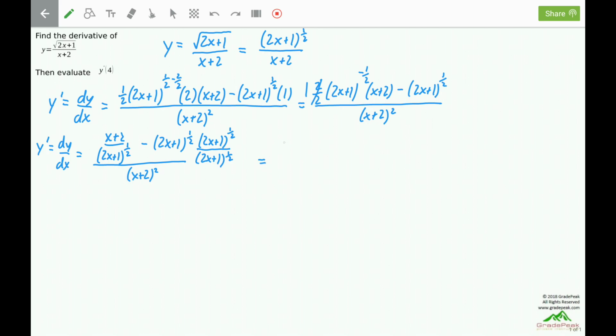Now, what that will give us is the first fraction has a numerator of x plus 2. The second fraction has a numerator that will be these two things multiplying each other, same base, so we can add the exponents. 1/2 plus 1/2 is first power. Now it's being subtracted, so be sure to still put it in parentheses, because overall we have a minus sign between the fractions, and you subtract that entire numerator. These are now over the common denominator of 2x plus 1 to the 1/2. And then that entire thing is divided by an x plus 2 squared.